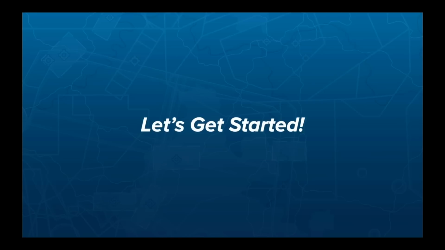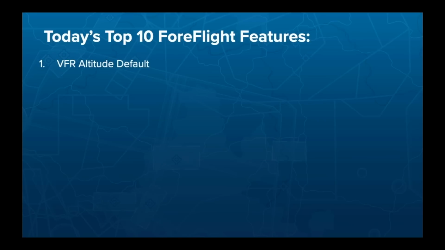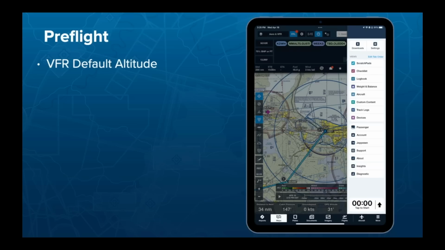All right, thanks, John. We'll just go ahead and dive right in and talk about the first feature, and that's VFR altitude, setting it as a default. ForeFlight Mobile has the ability to set a default altitude on an aircraft, and if that aircraft's default altitude is a VFR altitude, then all new flights will be created as VFR. All right, so we'll dive in and do a demo on setting it up.